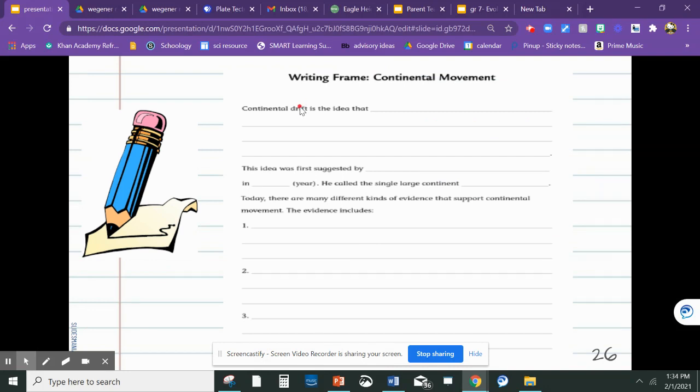What is the continental drift idea? Who suggested it and what year? What did he call the large continent? And what are 3 solid pieces of evidence that support it?